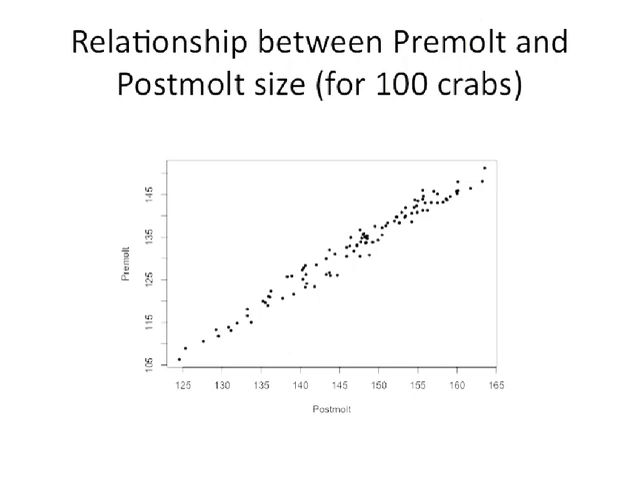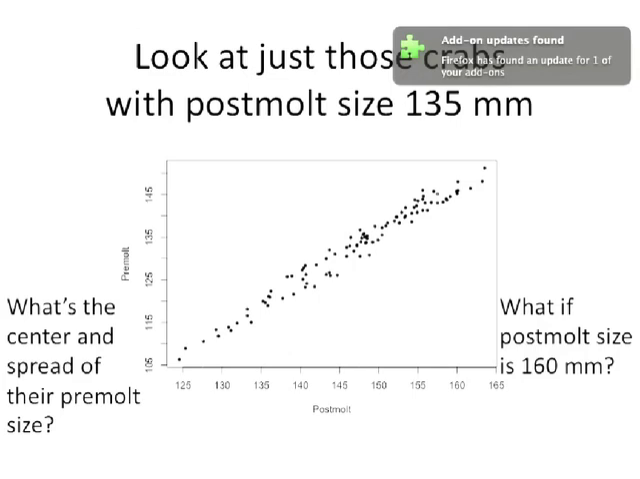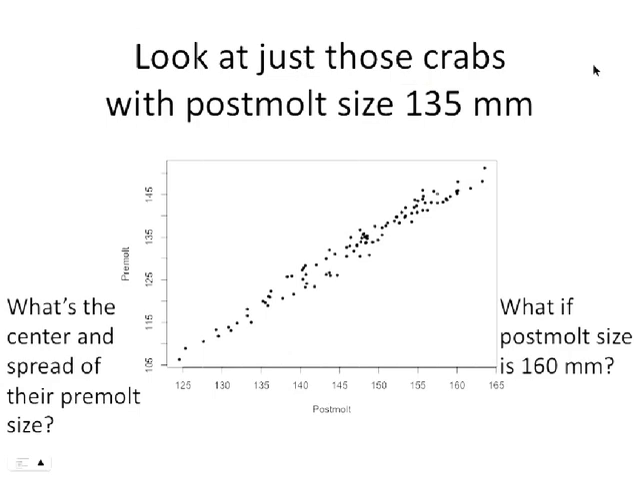And if I have knowledge, for example, that a crab is, let me see if I've got this. Here we go. Sorry about that. If I have knowledge that a crab is about 135 millimeters across in its post-molt size, then what would you estimate for the center and spread of their pre-molt size?